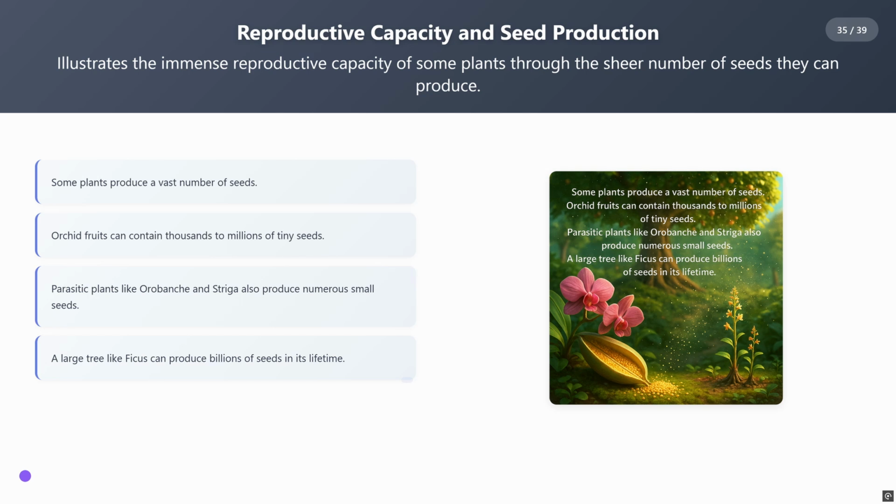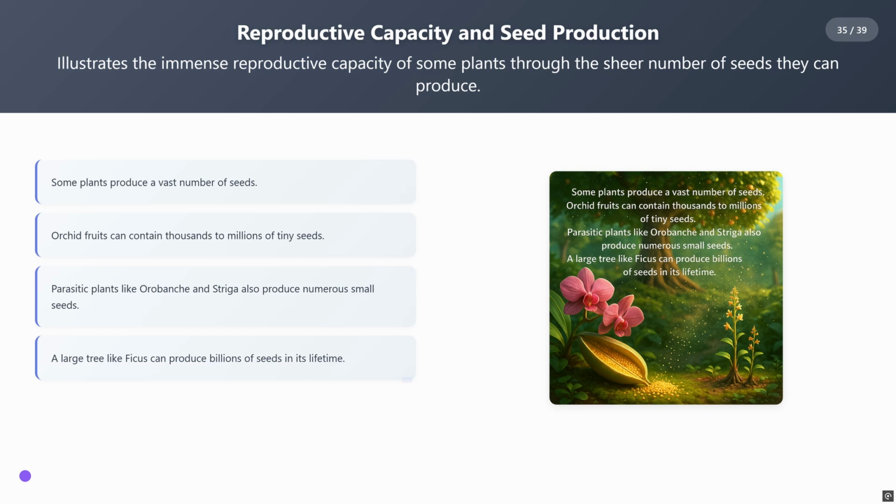It really is. Just consider the potential multiplication. The number of ovules in an ovary, the number of ovaries in a flower, the number of flowers on a plant. It adds up. Some plants take it to extremes. Orchid fruits, for example, are capsules that can contain hundreds of thousands, sometimes even millions, of tiny dust-like seeds. Millions from one fruit. Yes. Similarly, some parasitic plants like Orobanche and Striga also produce enormous numbers of very small seeds to maximize their chances of finding a host.